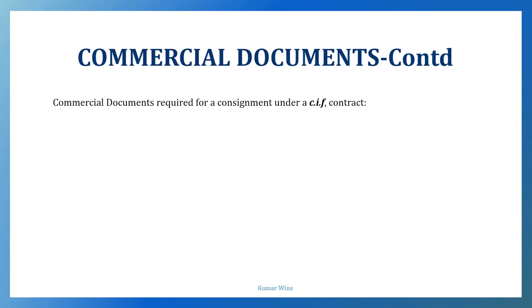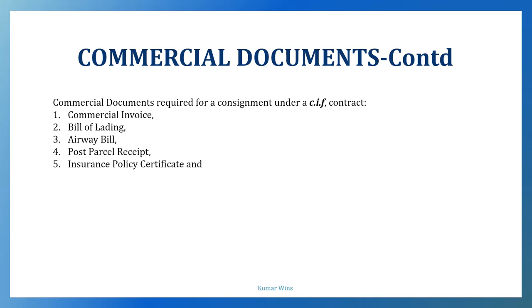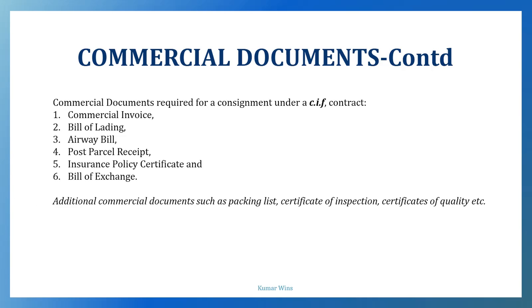If we look at the list of commercial documents required for a consignment under a CIF contract, that is cost, insurance and freight contract, these are the commercial invoice, then we have bill of lading, then there is AWB, that is called airway bill, then we have PPR, post parcel receipt, insurance policy certificate and bill of exchange. We also require some additional commercial documents such as packing list, certificate of inspection, certificates of quality, etc.